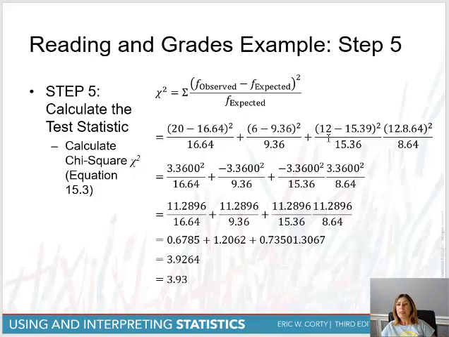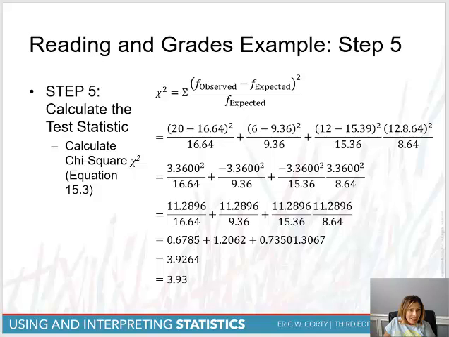For cell C, we observed 12, expected 15.36. The difference was minus 3.36. Square that difference for 11.2896. Divide by the expected 15.36 to get 0.73501.